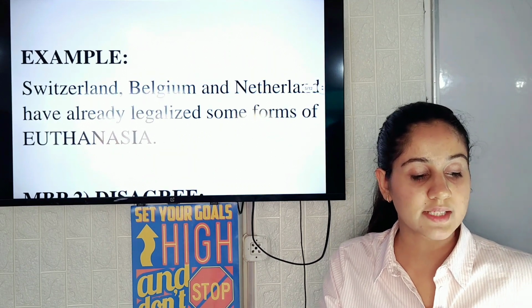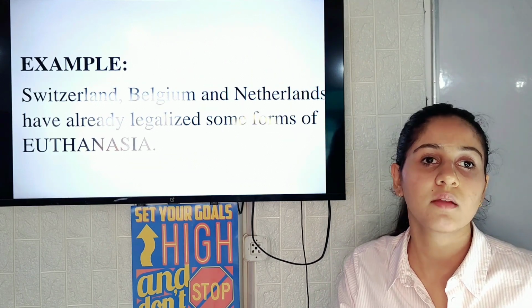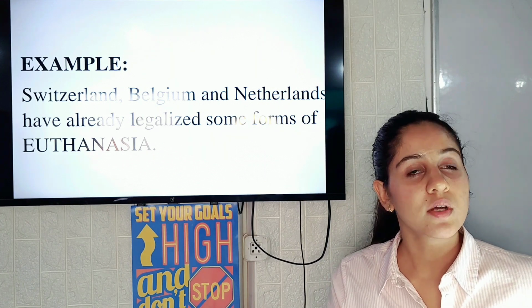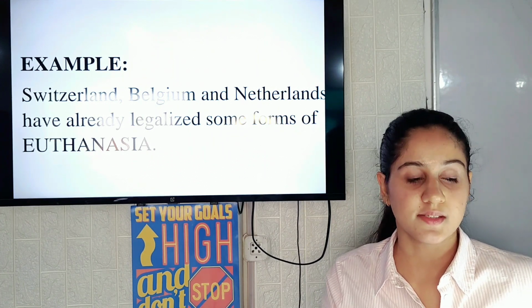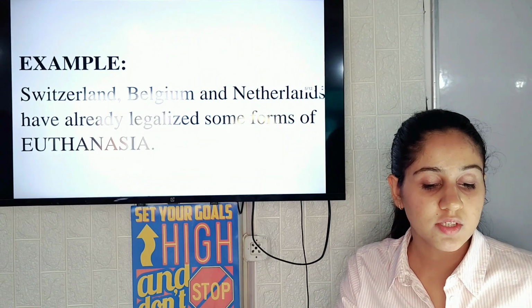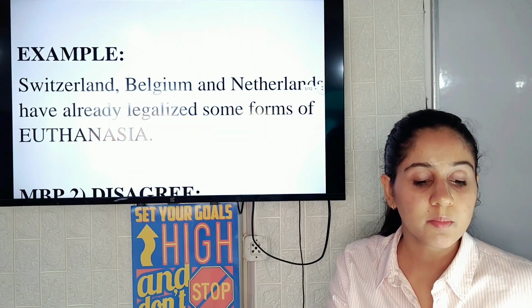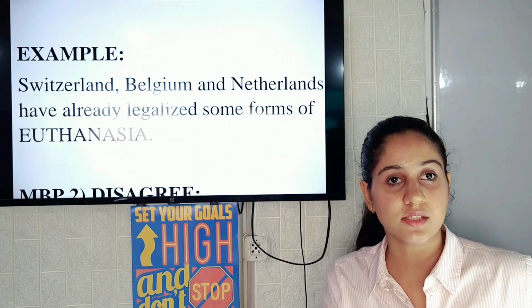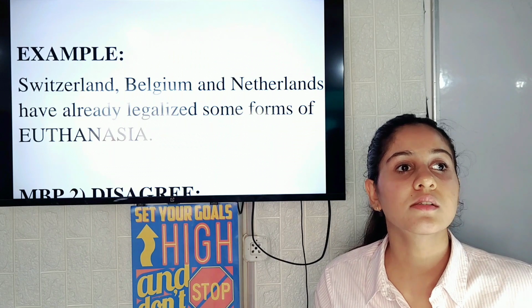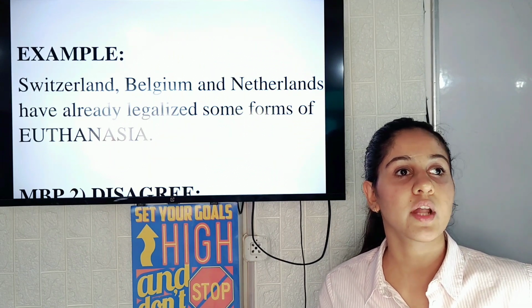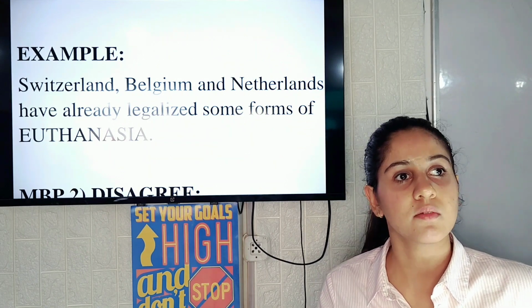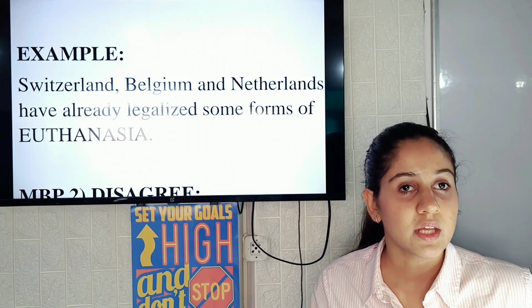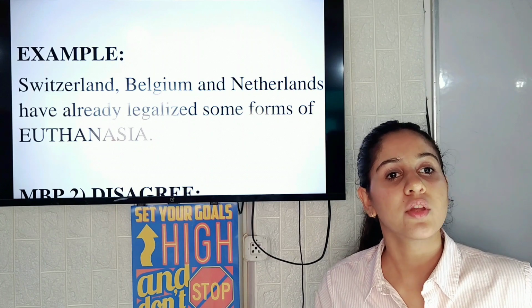Okay, let's do one example. An example in an essay can make a great difference to the band score, so definitely consider writing an example in each essay. The example for this one is that Switzerland, Belgium and the Netherlands have already legalized some forms of euthanasia. Morphine is one form of euthanasia. There are different types of euthanasia, active and passive, and particular drugs are also there. So they have legalized some forms of euthanasia.